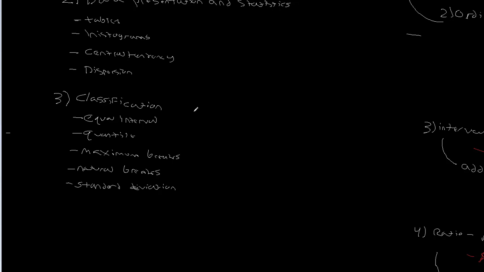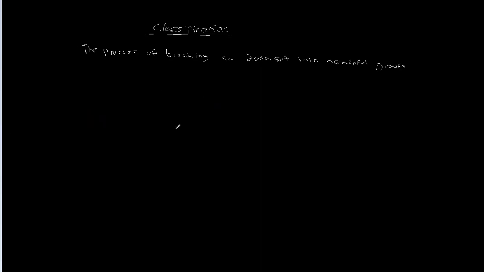So classification, at least the way that we're going to be talking about it, is only going to be for interval and ratio data. But what we're going to do is talk about broadly what classification is, and then dig into this first method called equal interval. So let's go ahead and give ourselves some room here, and let's talk about what classification is.